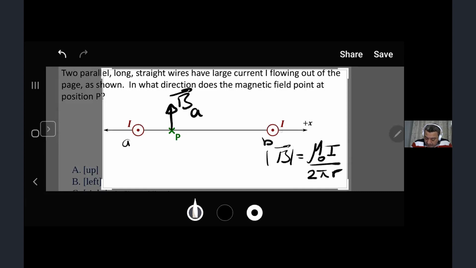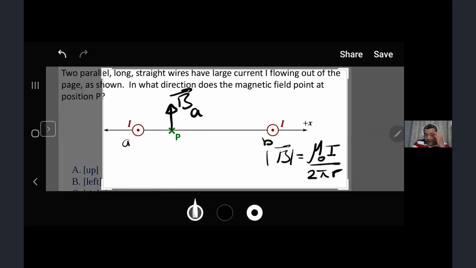Now, if I look at the magnetic field generated by wire B, again, out of the screen, counterclockwise, but this time, since the point is at the left side, notice when I say counterclockwise and the point is here, this means it's pointing downward. But what happens if the point is here, counterclockwise?